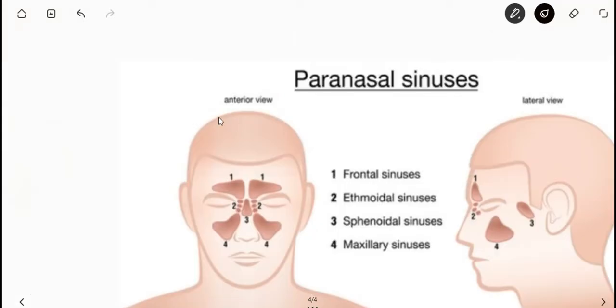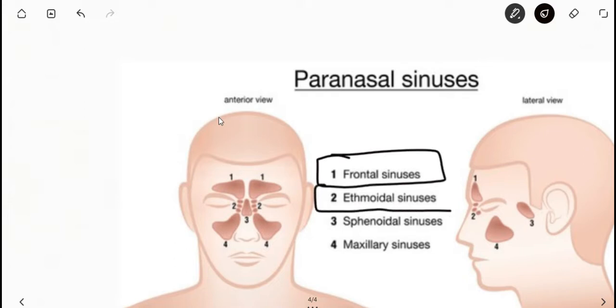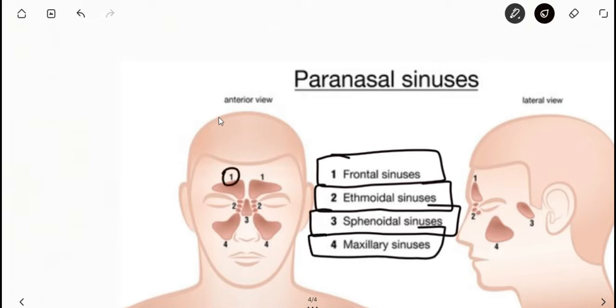Coming to the paranasal sinuses. The paranasal sinuses are air-filled spaces present within some bones around the nasal cavity. So what are the paranasal sinuses? They are the frontal sinus, ethmoid sinus, sphenoidal sinus and the maxillary sinus.